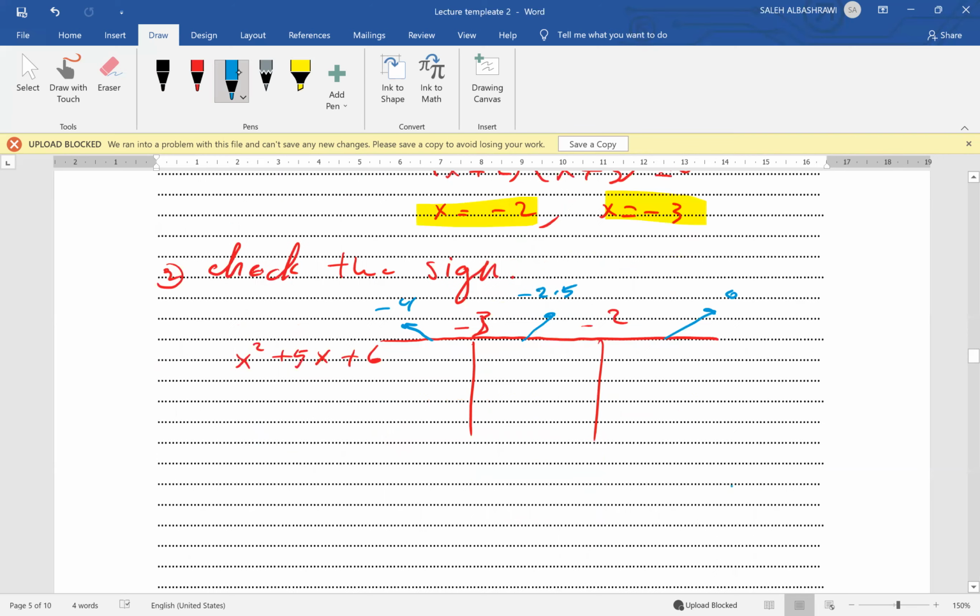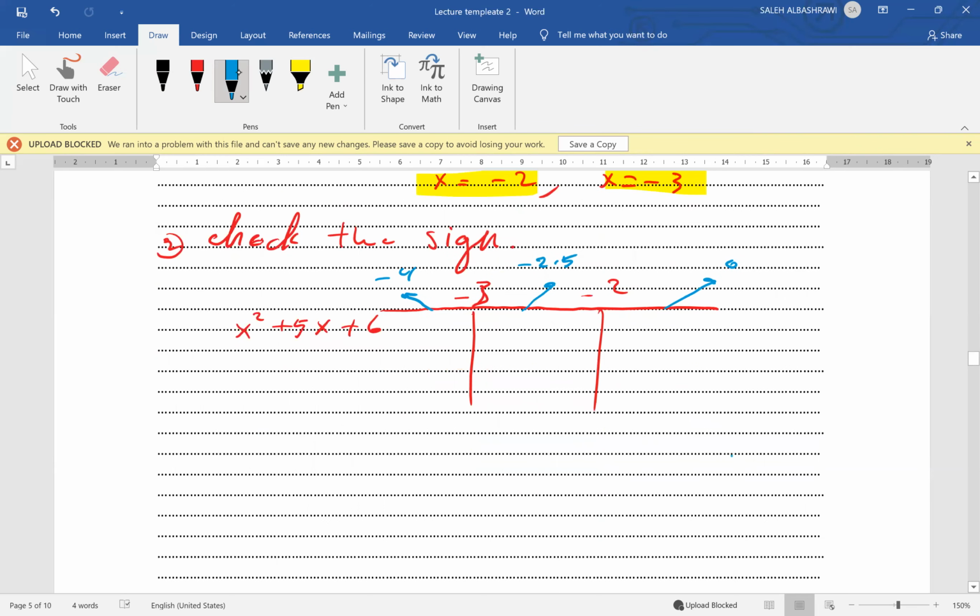Now replace or substitute x by minus 4, the first one. I'll have minus 4 squared plus 5 times minus 4 plus 6. This will give me 16 minus 20 plus 6, that will be plus 2. So it is positive. In this interval, it is positive.